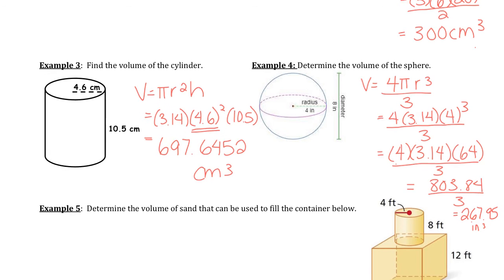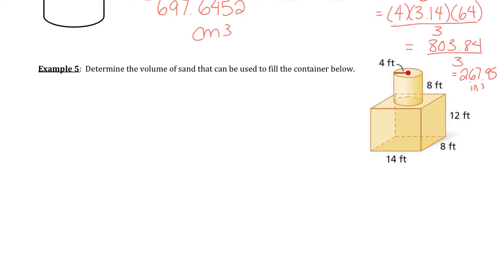Okay, last example. This is where we start putting volumes of different shapes together. So we're going to determine the volume of sand that can be used to fill this container. So just like when we were looking at the area of composite shapes, we're going to find the two pieces separately. So this one I'm going to call volume 1, and the box on the bottom I'm going to call volume 2, and then I would add the two volumes together. Okay, so volume 1, and if it helps to redraw that cylinder, you can do that. So I have my cylinder like this. I have my radius is 4 and my height is 8.